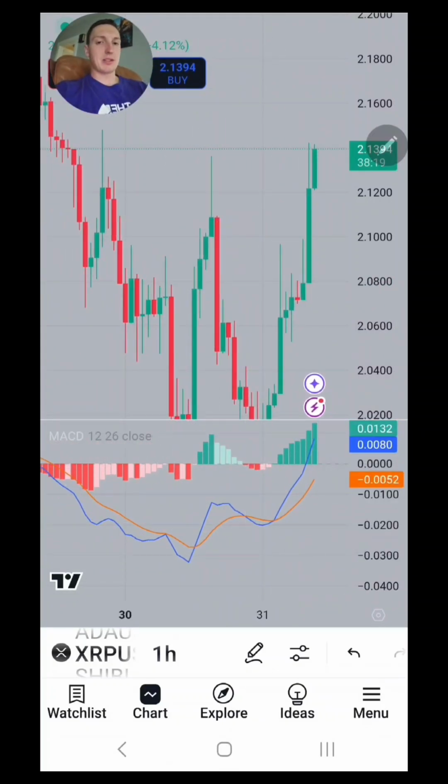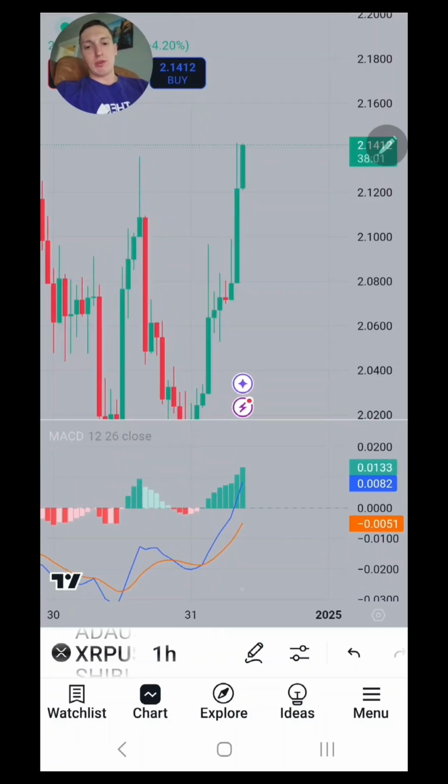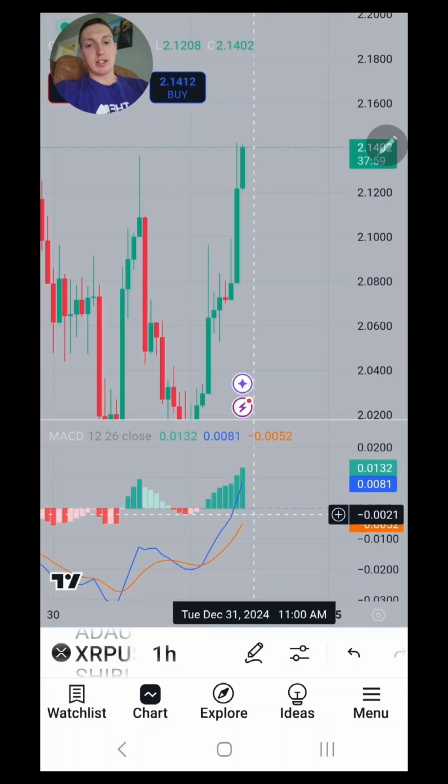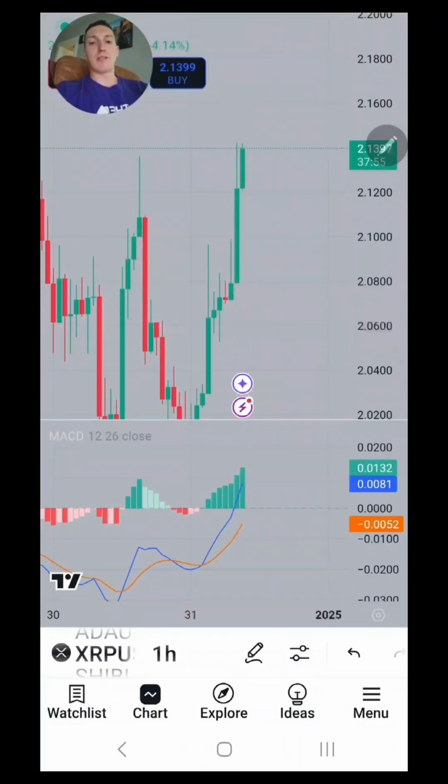The zero line will act as a magnet. Whenever you are below or way below it, or way above it, it's going to want to drag you back towards that zero line. So it kind of keeps everything centered and gives you an idea of how overheated or underheated the market is. And when you cross above that zero line, you can expect good things to happen. And that's exactly what we've been seeing this morning for XRP.